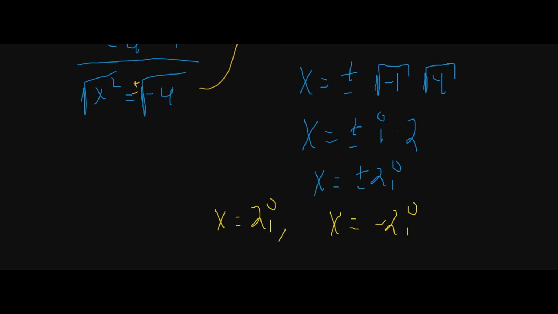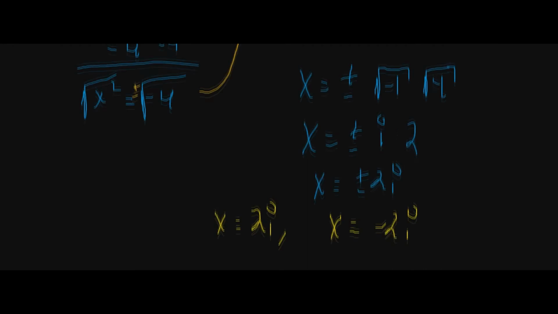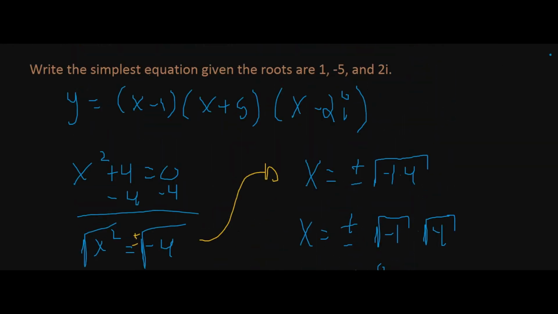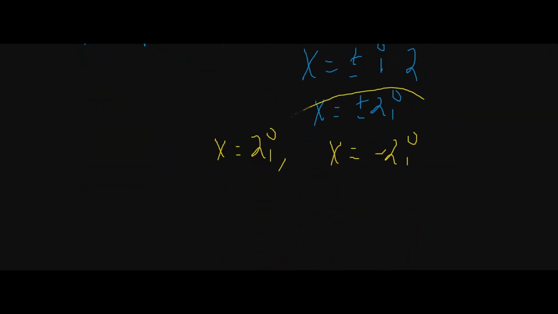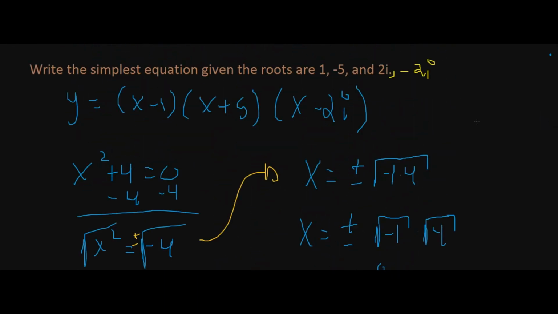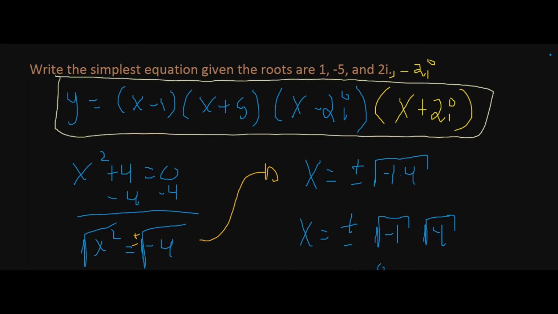There's no way we could just have a positive 2i, because when we take the square root, we always get a plus or minus. So that's why this question, write the simplest equation given the roots, is kind of a trick question. If one of the roots is 2i, there should also be -2i, which is what we just saw, the plus or minus 2i. So we would need one more term, which is x plus 2i. And this would be my final simplest equation.